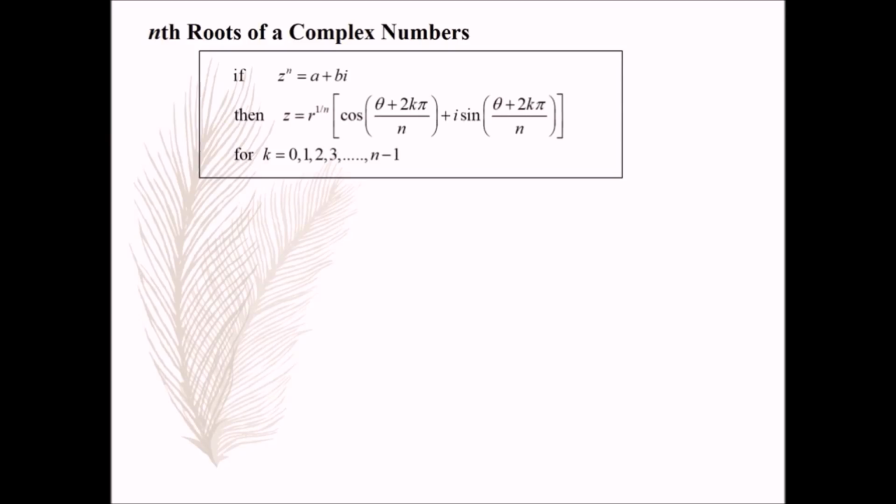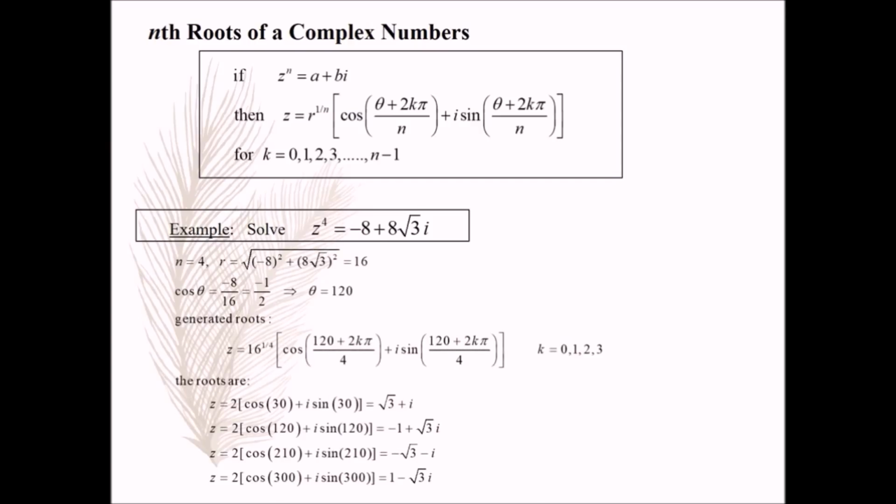If z to the power of n is equal to a plus bi, then z equals r to the power of 1 over n (cos of (theta plus 2k pi) over n plus i sin of (theta plus 2k pi) over n), for k equal to 0, 1, 2, 3 until n minus 1. This is an example on how to solve the nth roots of z. The number of roots depends on n. For this example, if n is equal to 4, the number of roots is 4.